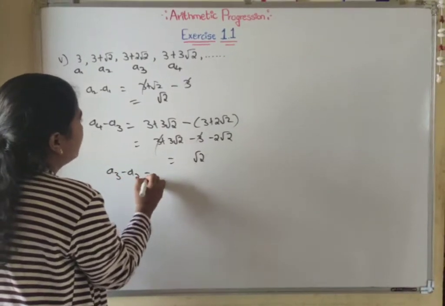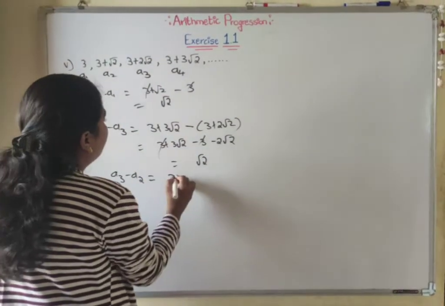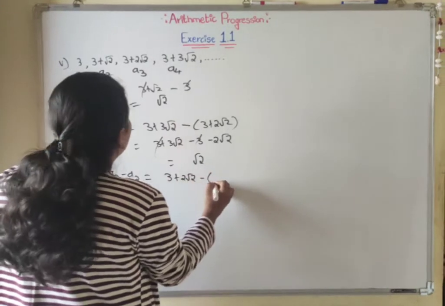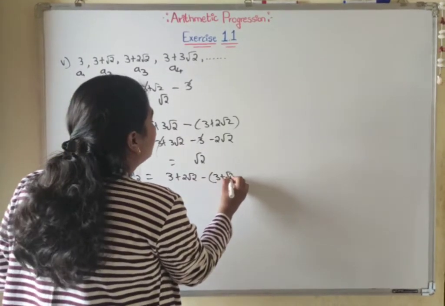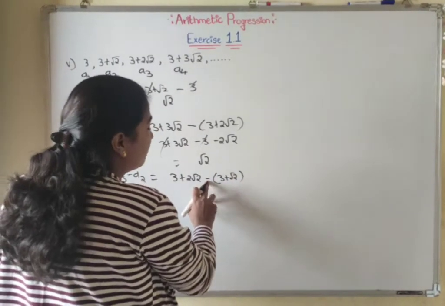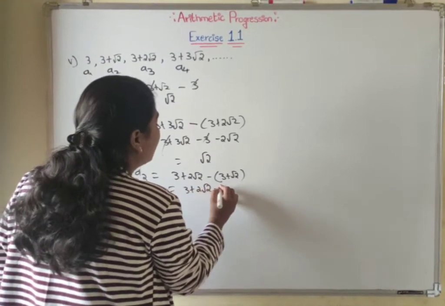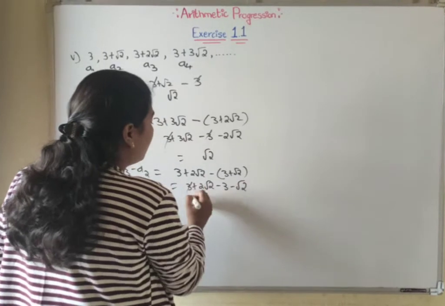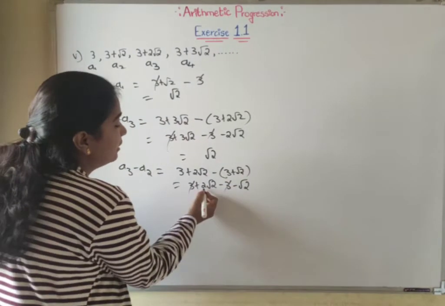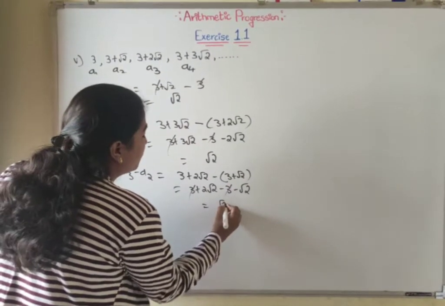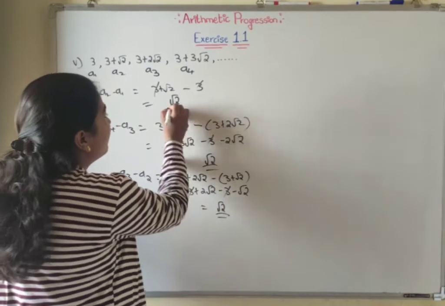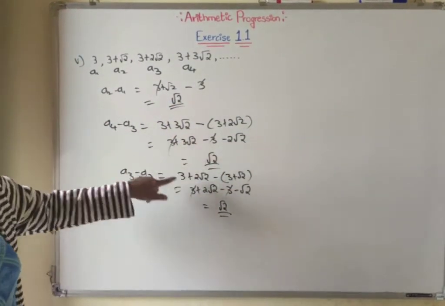A3 minus A2. Now A3 is 3 plus 2 root 2 minus of 3 plus root 2. We will multiply this minus sign with these two terms. 3 plus 2 root 2 minus 3 minus root 2. Now plus 3 minus 3 gets cancelled here. 2 root 2 minus 1 root 2 gives root 2. See here students, all common differences are the same here: root 2, root 2, root 2.